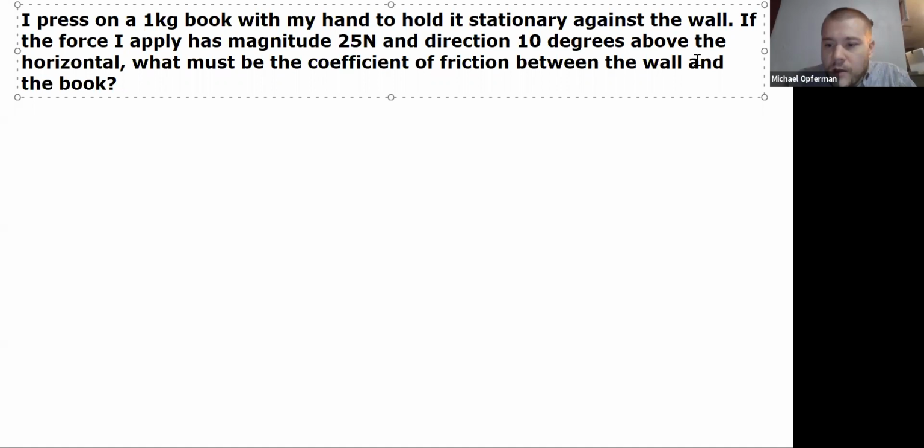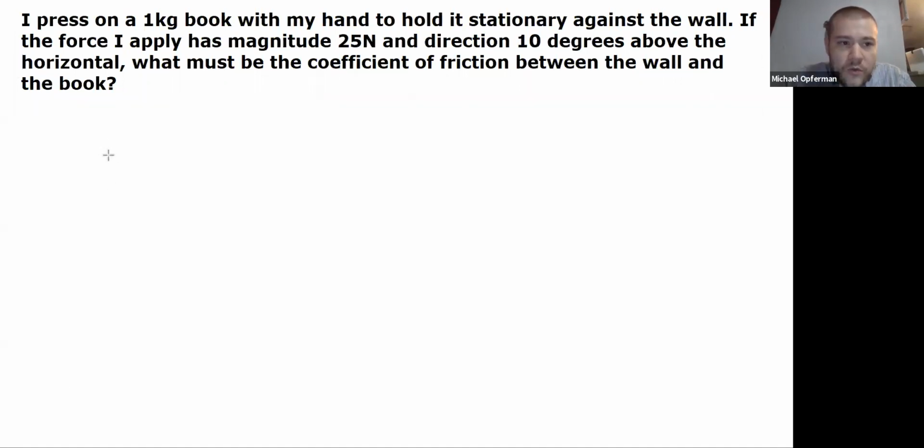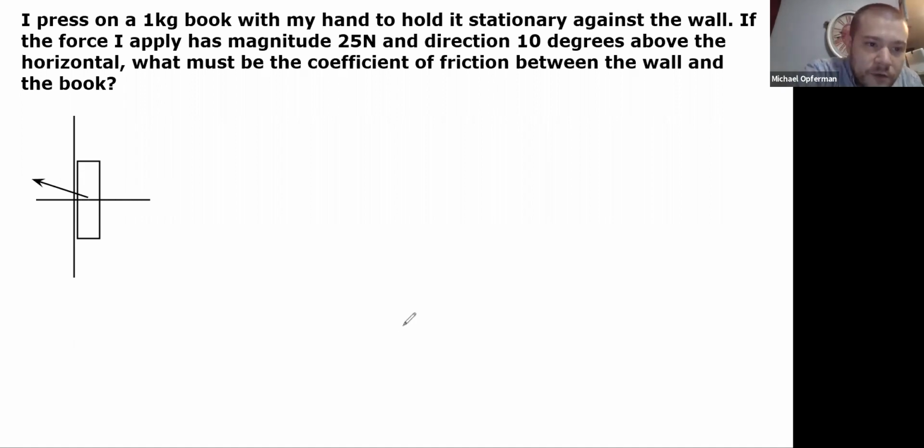So step one, we go to the basic F equals ma procedure, and step one is draw a free body diagram. As usual, that's going to be your basic starting point. So I've got my wall here. I've got my book here. It says the book is being pressed against the wall at an angle 10 degrees above the horizontal. So that's going to be a vector like this. Let's get the horizontal direction in there. So this is a 25 Newton force, it says, at a 10-degree angle above the horizontal.